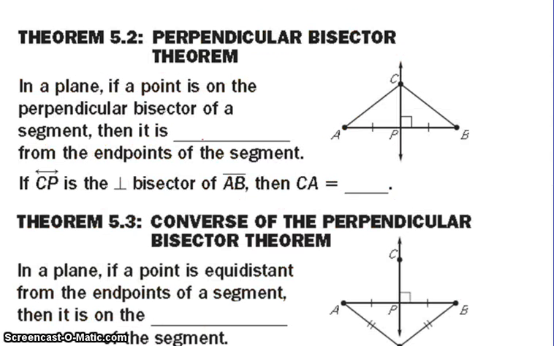Now, the perpendicular bisector theorem, it says, in a plane, if a point is on the perpendicular bisector of a segment, then it is equidistant from the endpoints of the segment. Okay, remember we talked about this with the law of reflection. If I have a perpendicular bisector and A and B, that line is being bisected, then AC must be equal to CB. Okay, so what we have here is equidistant. So if CP is the perpendicular bisector of AB, then CA equals CB.